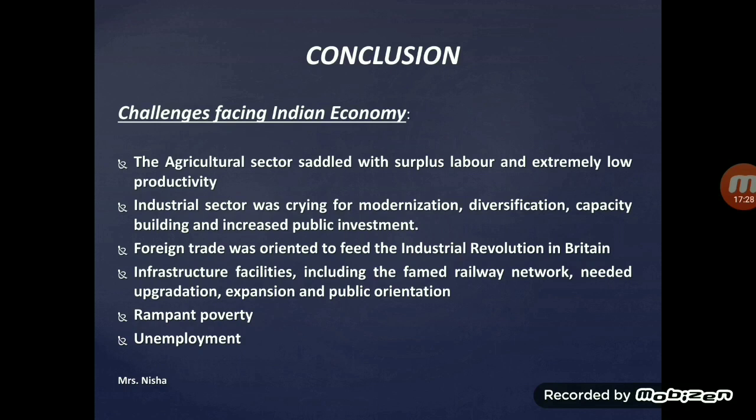When we talk about infrastructure facilities, although they had developed railways, it still needed upgradation, and public orientation means more investment in infrastructure by the government was needed. There was rampant poverty and there was unemployment during that particular time.